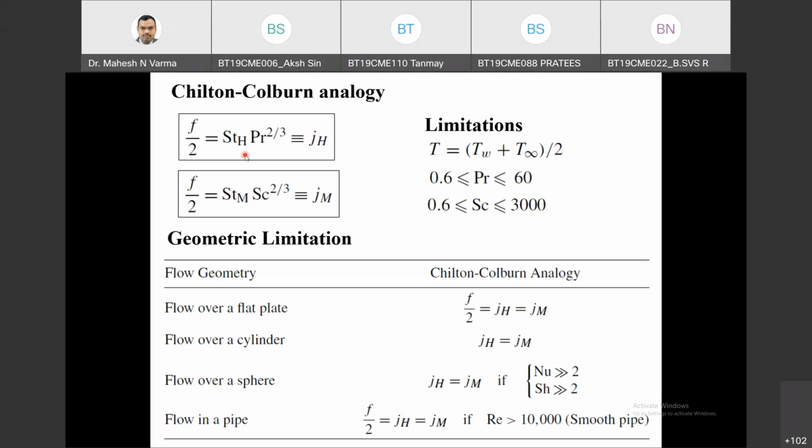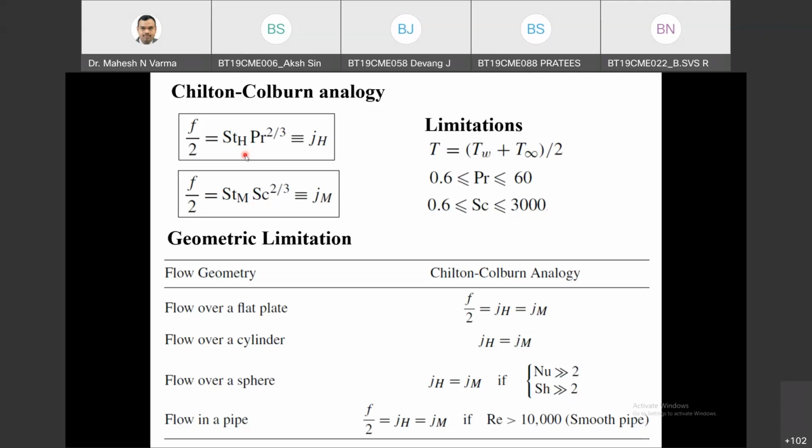Roll number 58. Devang. Yes, sir. What is Stanton number for heat transfer? Sir, it is h upon rho Cp into V. Very good. So velocity is given, rho is given, Cp is given. So you can calculate h also using velocity. That relation is given. Prandtl number is given.